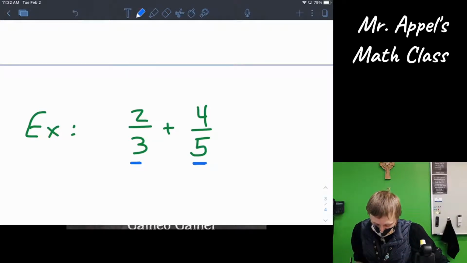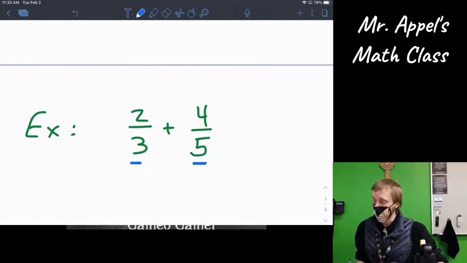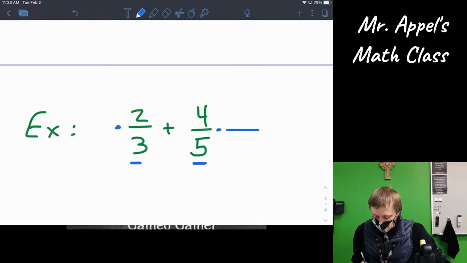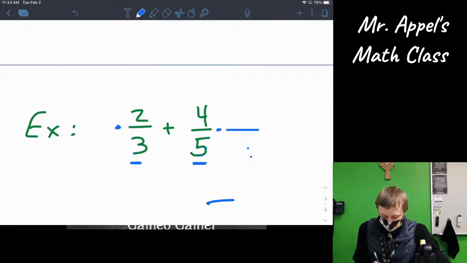3 and 5 are not the same. So we need to make them the same, which means we're going to apply to each of our fractions, multiply by a fancy form of 1, right? Something that is the same on the top and the bottom, such that this times that will give us some number, right? This times this will give us something, and this times this will give us the same something.